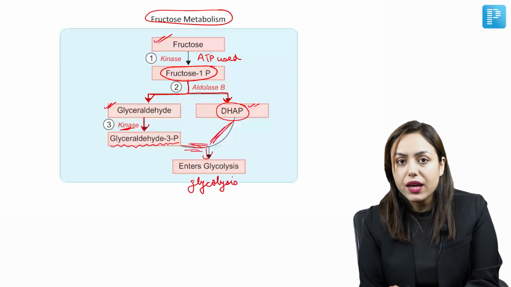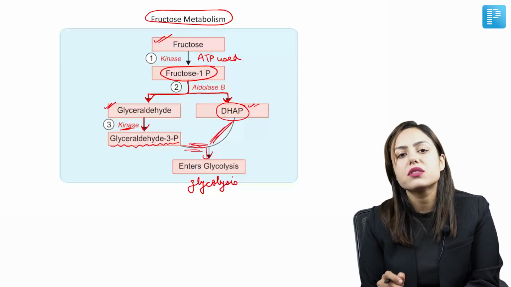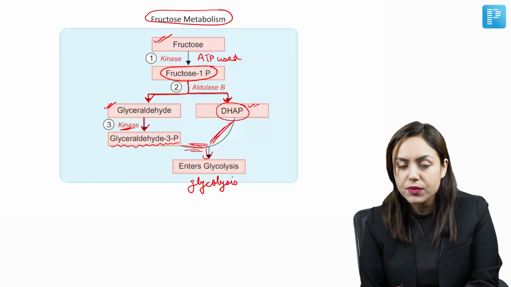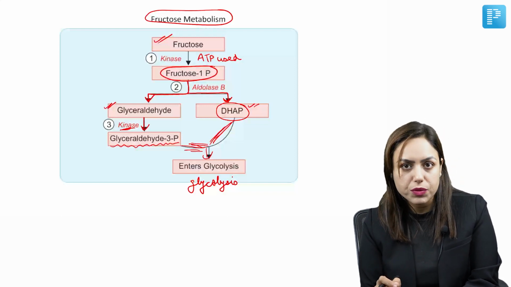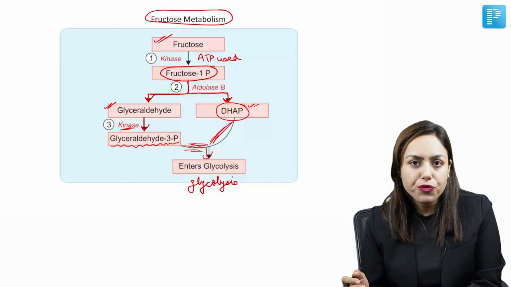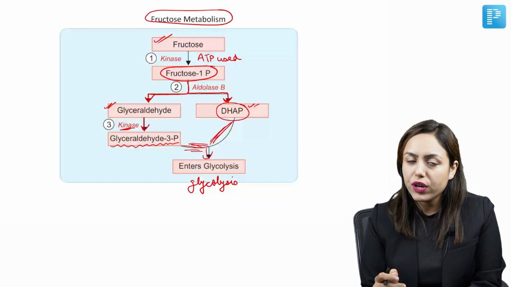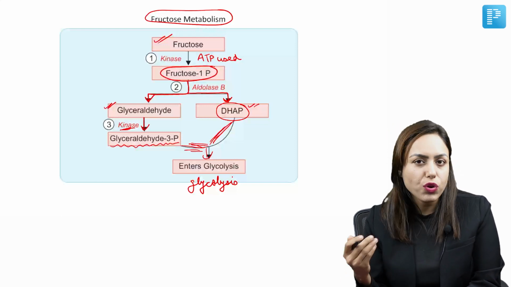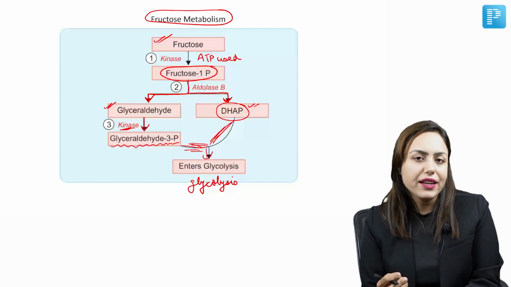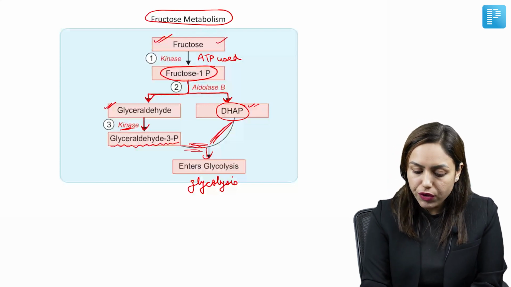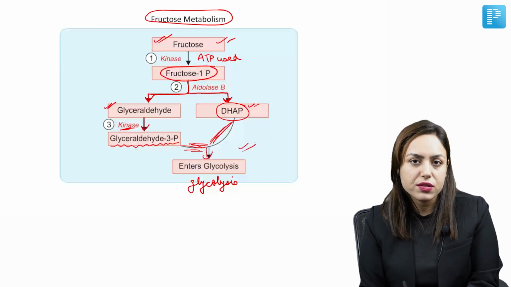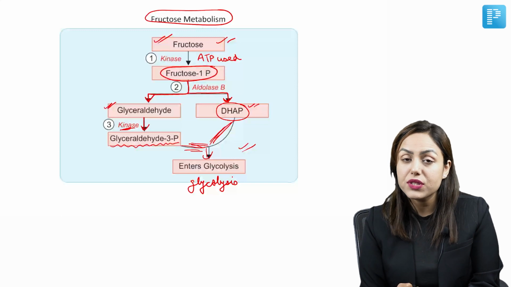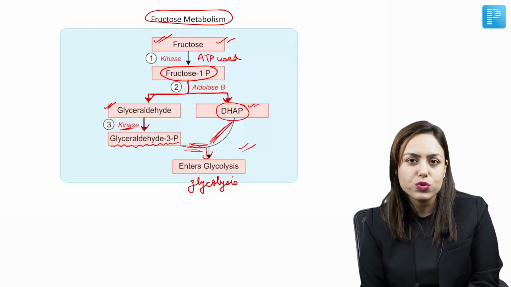Why do fructose and galactose metabolism use enzymes of glycolysis? This is in order to save energy. The body will not make all different enzymes for galactose and fructose. What the body will do is just convert galactose to glucose, so the enzymes of glycolysis can be used. And in the case of fructose, the body converts fructose to intermediates of glycolysis, and the other enzymes of glycolysis will be used, so that the body is not wasting energy in making all different enzymes for galactose and fructose metabolism.